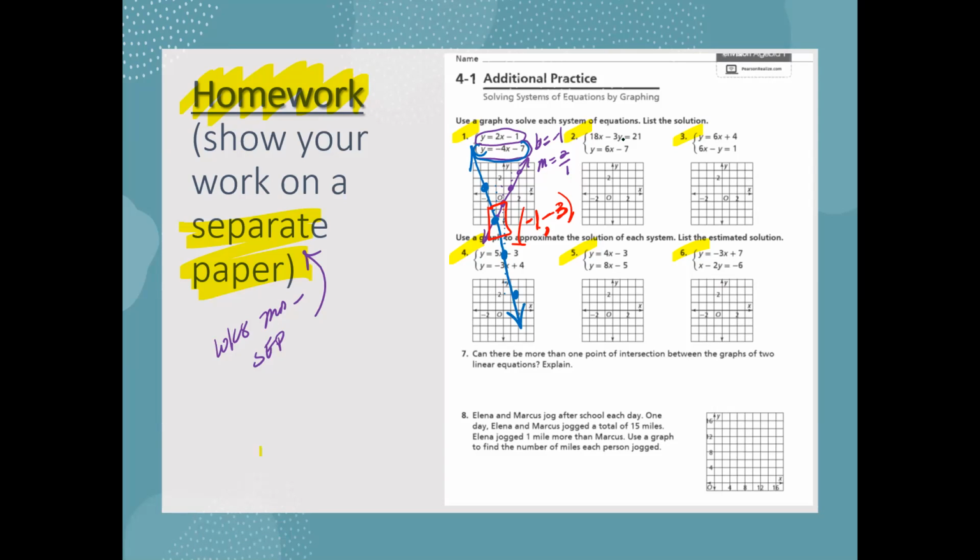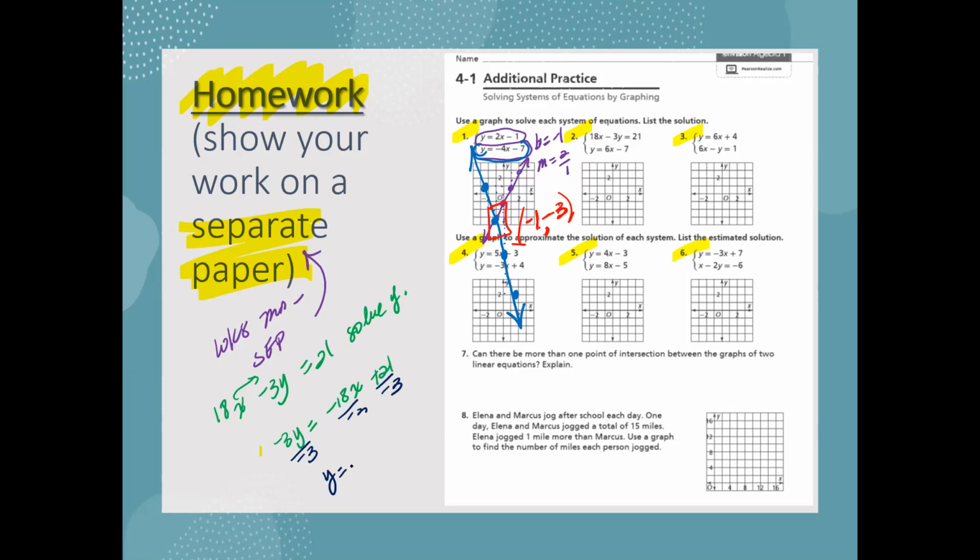All right, let's take a look at question number 2. Number 2 is not written as nicely because it's not in y-intercept form. It's in standard form. So I'm going to write it over here: 18x minus 3y equals 21. You want to go ahead and solve for y. So the first thing I'm going to do is move the 18x over, which will give me a negative 18x plus 21. And then I'm going to divide everything by -3.